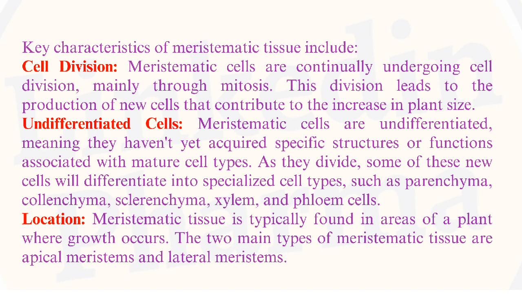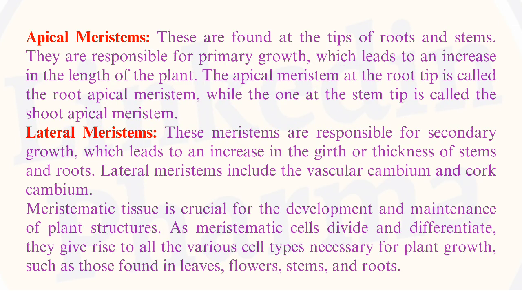The two main types of meristematic tissue are apical meristems and lateral meristems. Apical meristems. These are found at the tips of roots and stems. They are responsible for primary growth, which leads to an increase in the length of the plant. The apical meristem at the root tip is called the root apical meristem, while the one at the stem tip is called the shoot apical meristem.